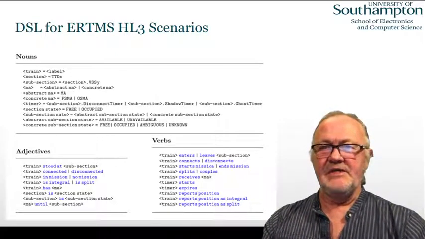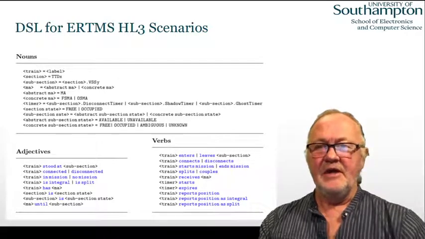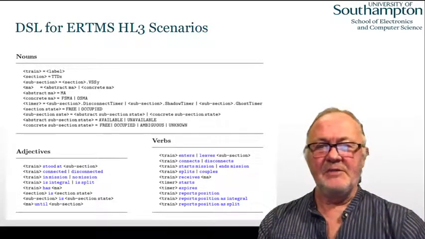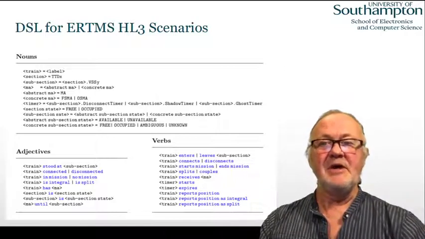This is because our DSL has to account for our abstract models, but also for the refinements. And in the abstract levels, we only talk about MA, whereas in refinements, we talk about two different kinds of MA, the FSMA and OSMA.